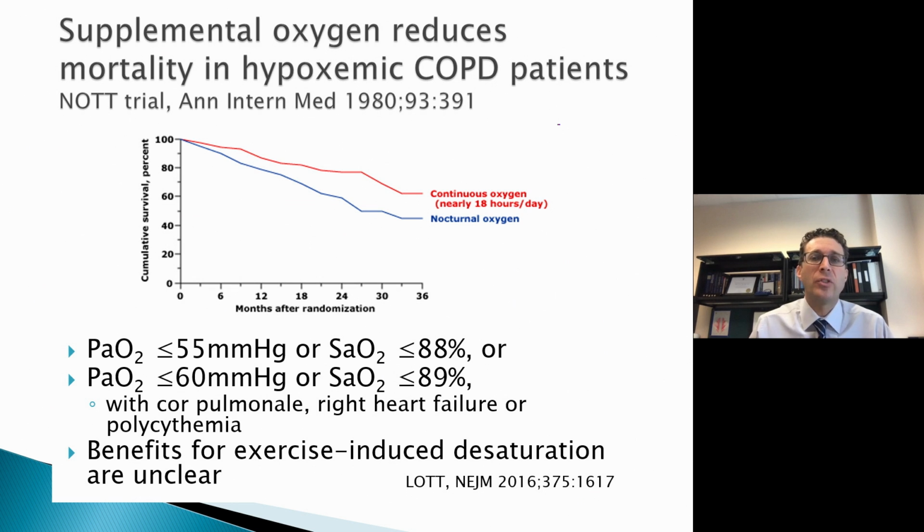We've known for 40 years that supplemental oxygen reduces mortality in patients with hypoxemia, defined in those initial studies as a PaO2 less than 55 or a SAT less than or equal to 88%, or PaO2 less than 60 or SAT less than or equal to 89% with signs of right heart dysfunction or polycythemia. These numbers may be very familiar to most clinicians, as these are still used by Medicare and other insurance companies as indications for supplemental oxygen. For patients who only have desaturation below 88% with exertion, it is not as clear whether supplemental oxygen is useful, although it may be beneficial in patients who have symptomatic improvement.